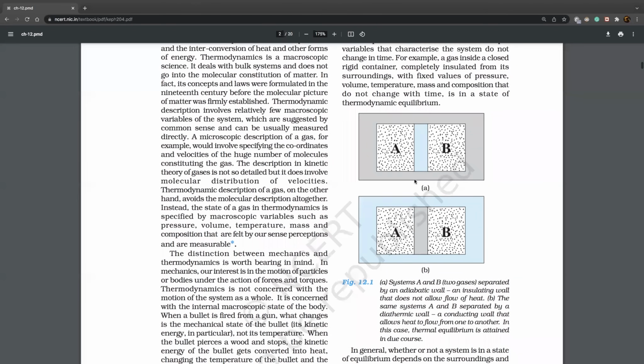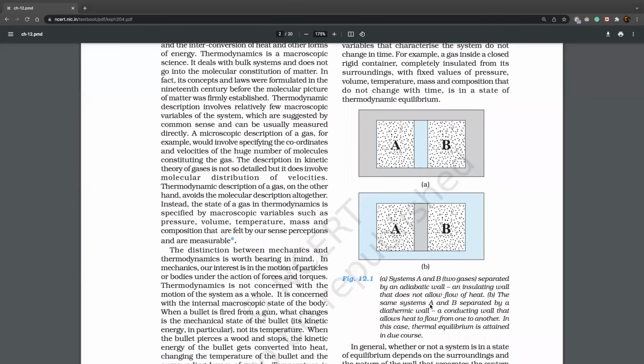Here we're given two diagrams, system A and B, two gases separated by an adiabatic wall. So what does an adiabatic wall mean? An adiabatic wall is one where heat energy is not allowed to flow. It is an insulating wall, and we'll come to adiabatic processes later as well. It is a barrier which does not allow the flow of heat to the surroundings or anywhere else. So it's an insulation, I guess you could say.